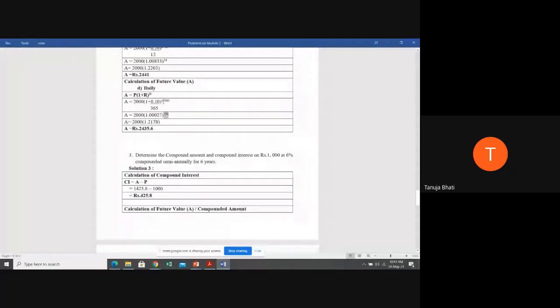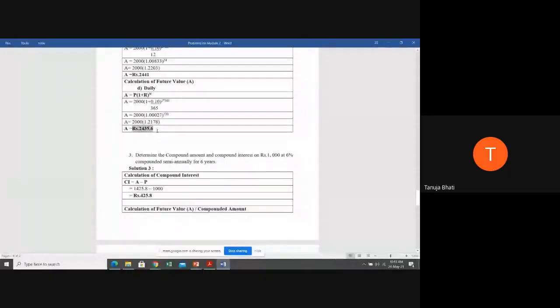Now, can you solve this base raised to the power using the tables? No, students, because it is a simple fraction and it is not a whole digit. Therefore, you are going to use your scientific calculator. So, you are going to write 1.00027 raised to 730 in your calculator. So, you get the answer as 1.2178. So when you multiply 2000 with this particular figure, your future value will be 2435.6 if you are going to compound your interest daily.